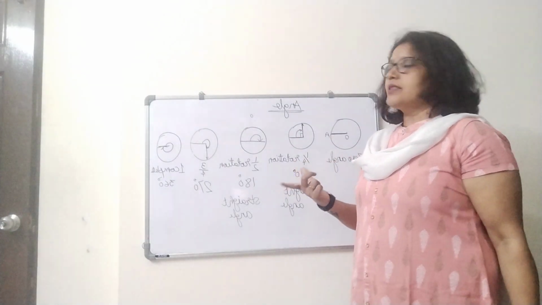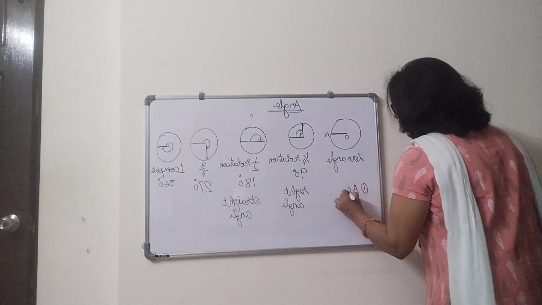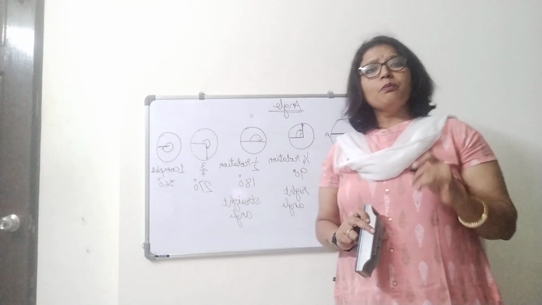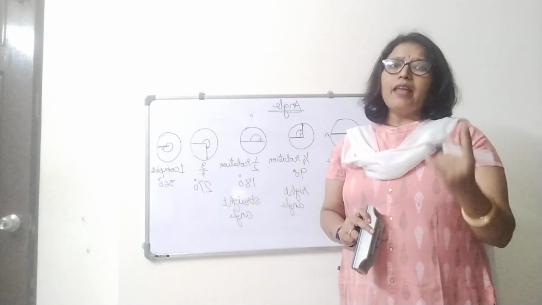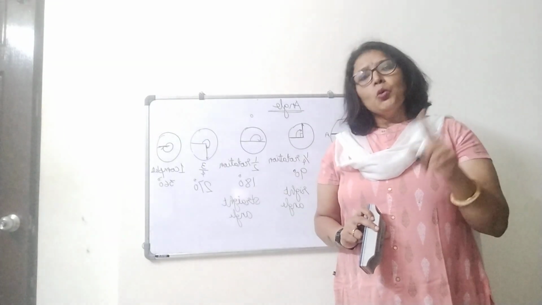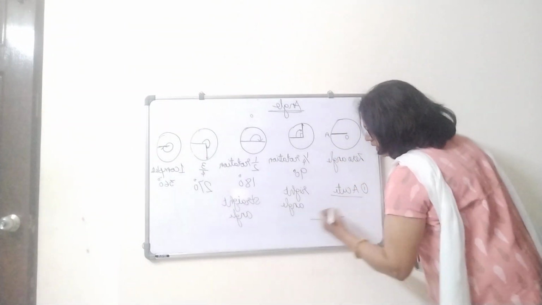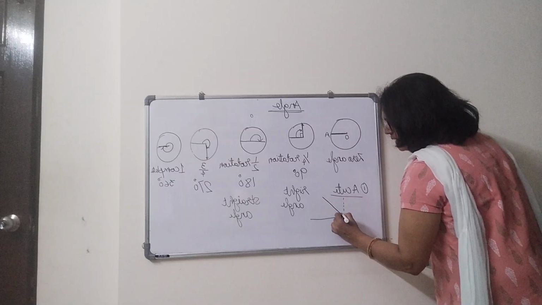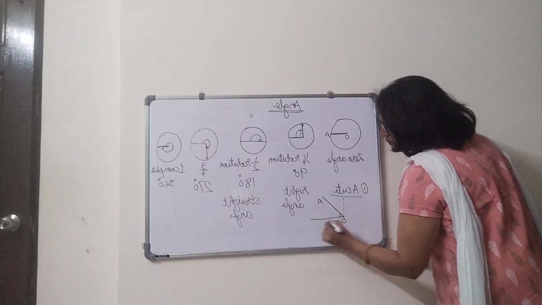Also we have more angles. One more is the acute angle. So what is an acute angle? The angle whose measure is greater than 0 and less than 90 is called an acute angle. So now here it is 0. It is greater than 0 but less than 90. That type of angle is called an acute angle.